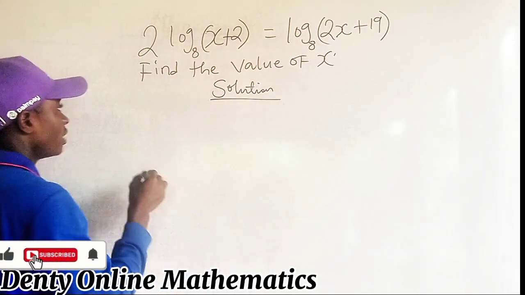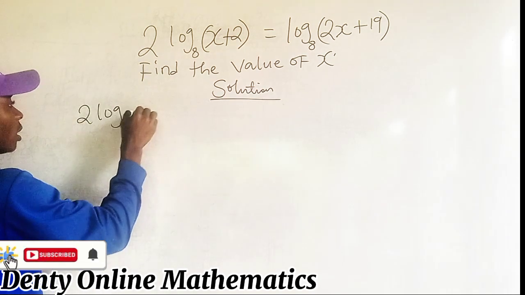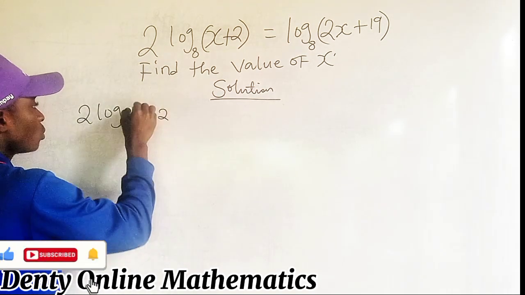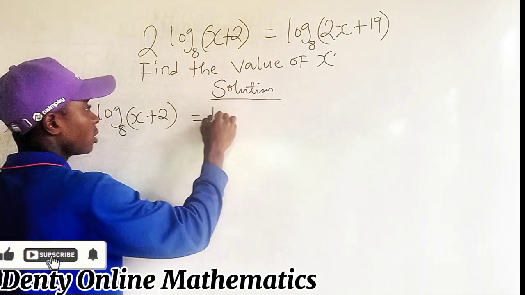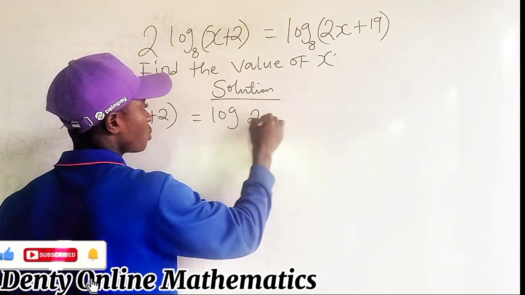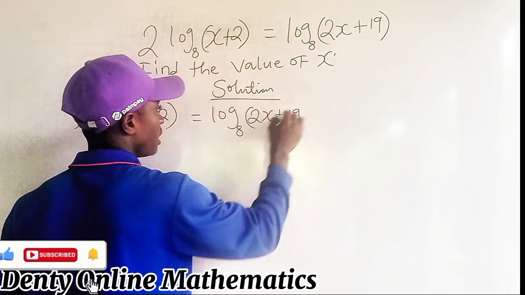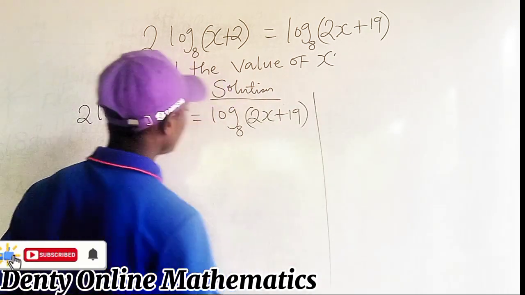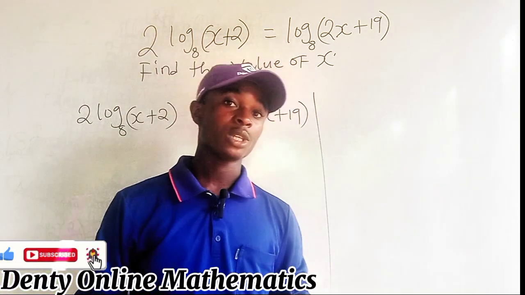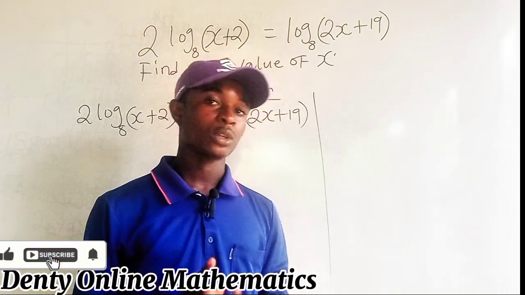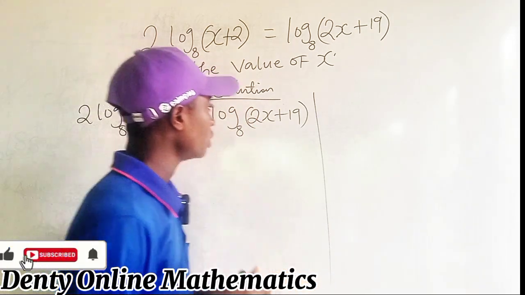Now what we have here is 2 log (x plus 2) base 8 to be equal to log of (2x plus 19) base 8. Now there are some rules of logarithm that we need to know in order for us to solve this perfectly. Now this is one of the rules.